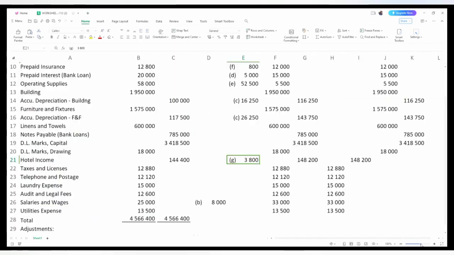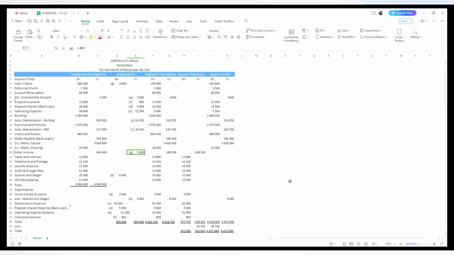So let's proceed to the adjustments. Adjusting entries are made at the end of an accounting period to ensure accurate financial statements by accounting for transactions that may not have been recorded or updated during the normal course of business. So we have a letter A here. Provision for uncollectible accounts should be at 5% of the outstanding receivable account.